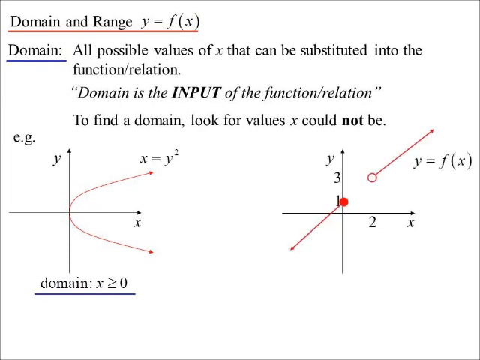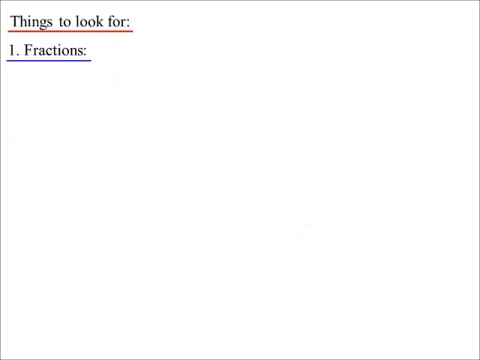Sometimes we have these split functions, step functions, where there are gaps in it. So the domain for this one would be x is less than or equal to 0, because the dot's coloured in there, and x is greater than 2. So they're the ones that are giving us y values.